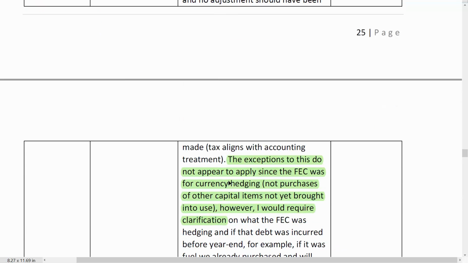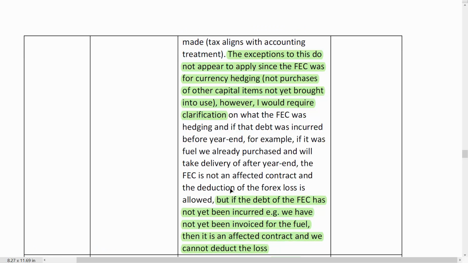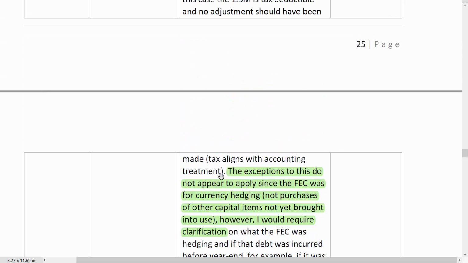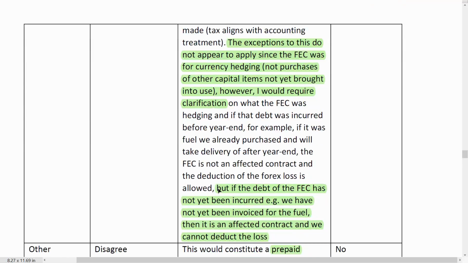However, this candidate now goes on to deal with the exceptions in terms of Section 24I. The candidate identifies that, however, the add back would be correct if the forward exchange contract was an affected contract, or if the forward exchange contract related to assets that had not yet been brought into use ultimately at the end of the year of assessment. So that's the principles from Section 24I(7). So this candidate has displayed depth and breadth in their responses on a line-by-line basis.